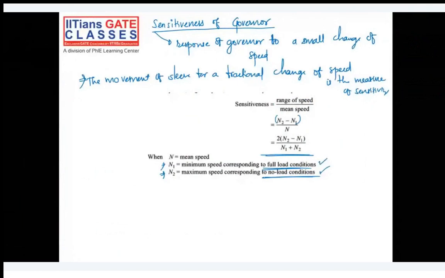Yeah, write down the formula. Sensitiveness is equal to range of the speed divided by mean of speed. Okay, so this is one of the definitions. Another definition which is important is hunting. Okay, let's try to understand this concept of hunting.